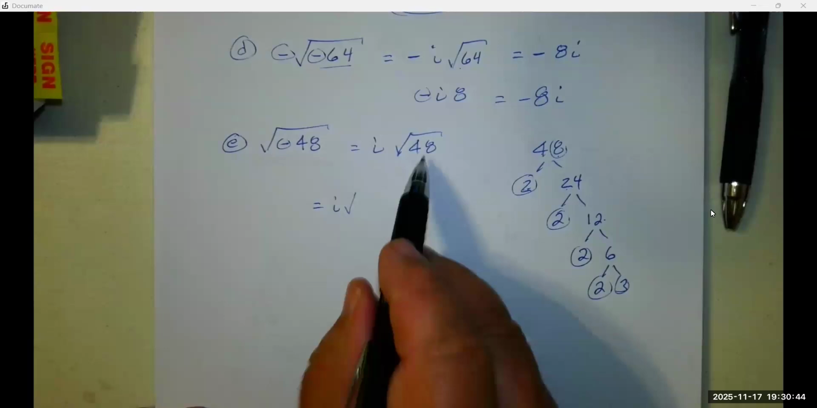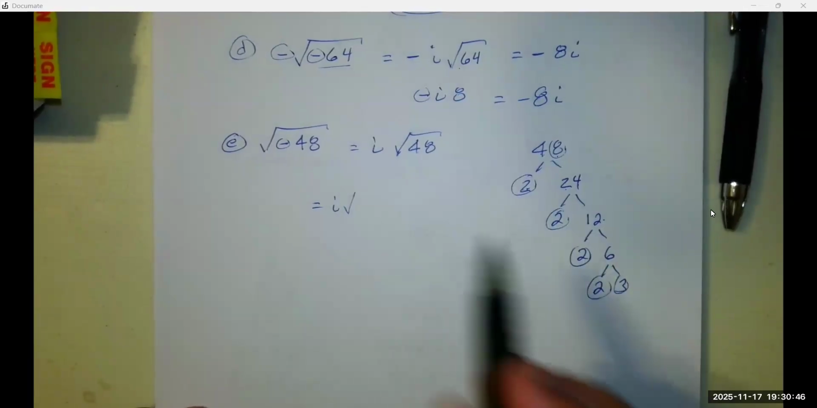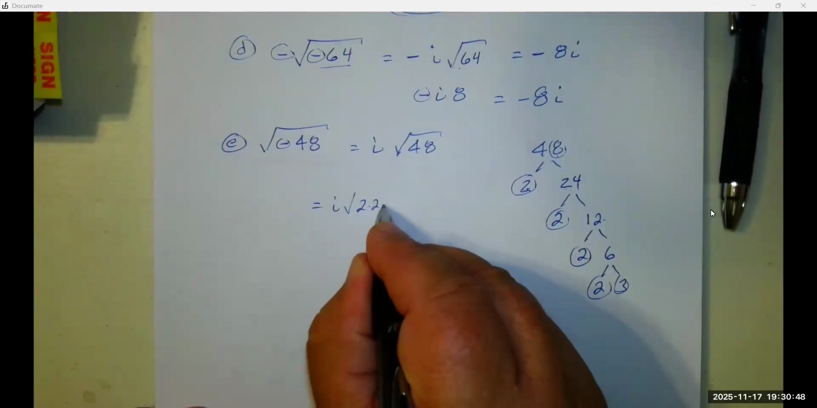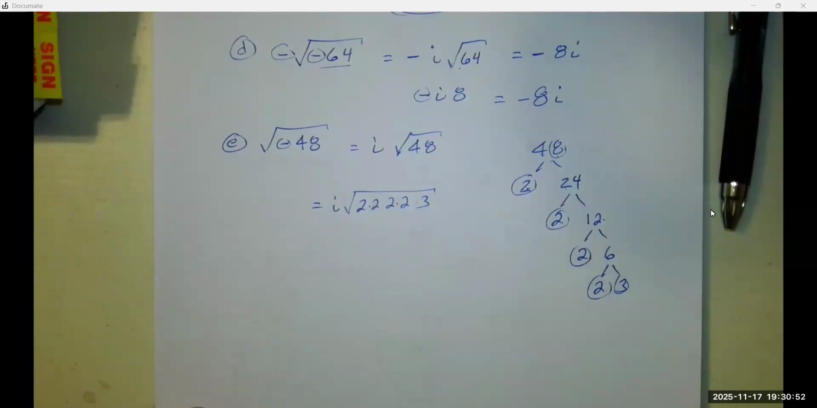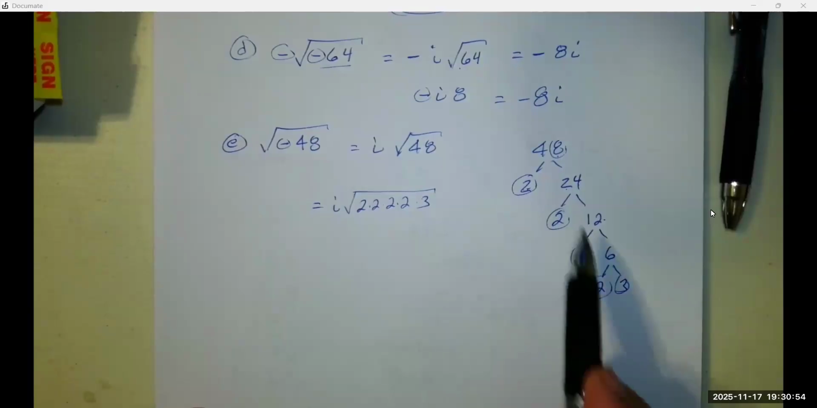So we have 48 is 2 times 2 times 2 times 2 times 3.